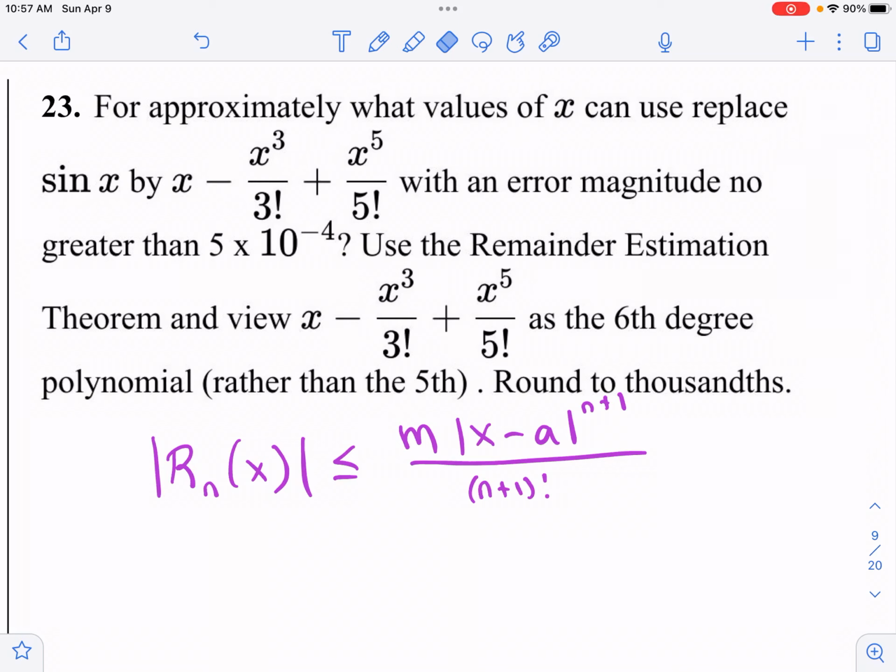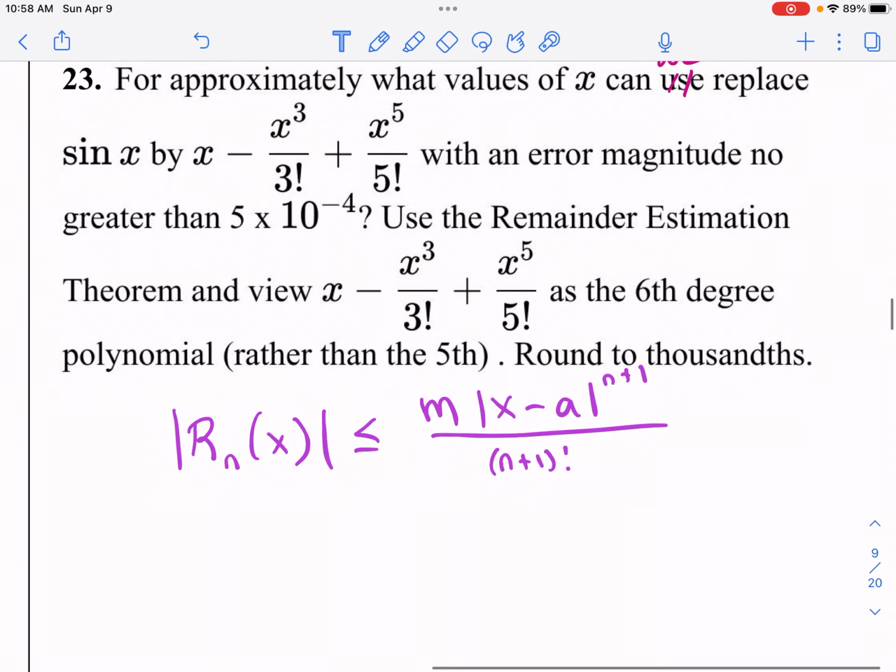All right, in this video, it says for approximately what values of x can, I think that's a typo, can we replace sine of x by this with an error magnitude no greater than 5 times 10 to the negative 4? Now, we actually did this graphically in the last video, but we need to use the remainder estimation theorem. So this is not a graphical way of doing it. It's a much more theoretical way of doing it.